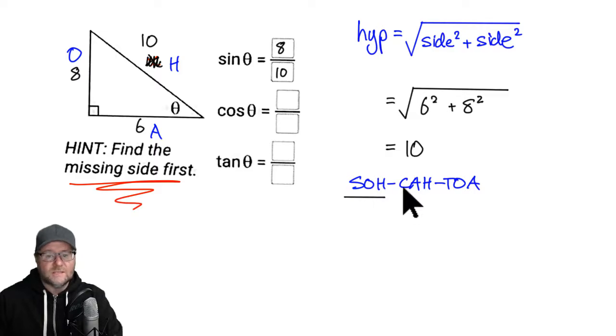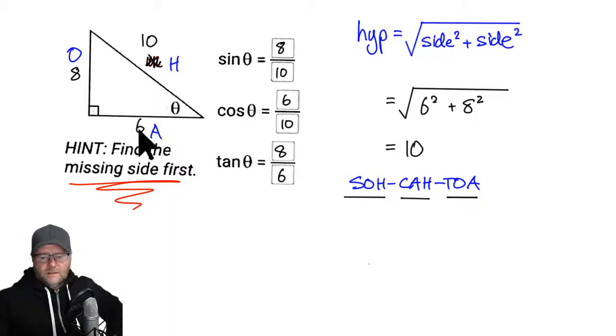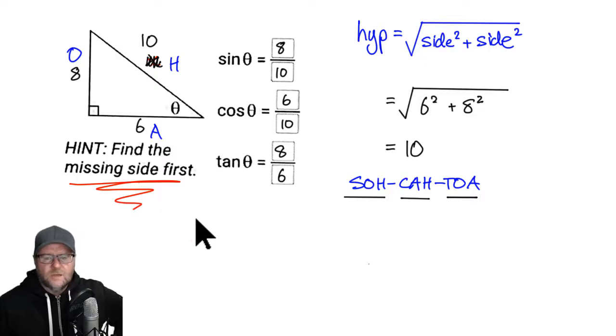Cos, in other words, the C part of this phrase, is adjacent over hypotenuse. So in this case, my adjacent, I can see, is 6. My hypotenuse is 10, 6 over 10. And tan is opposite over adjacent. There's my opposite. There's my adjacent. 8 over 6. Ladies and gentlemen, I think that's it. I don't think I've got any more questions to go through. We've covered a whole heap in this video.